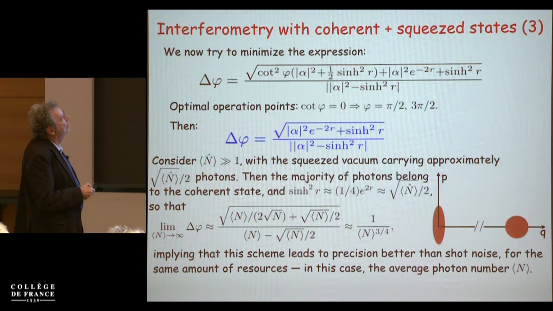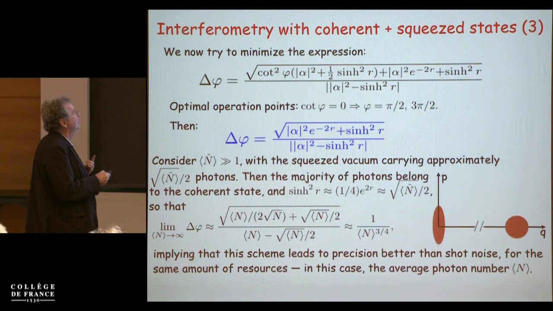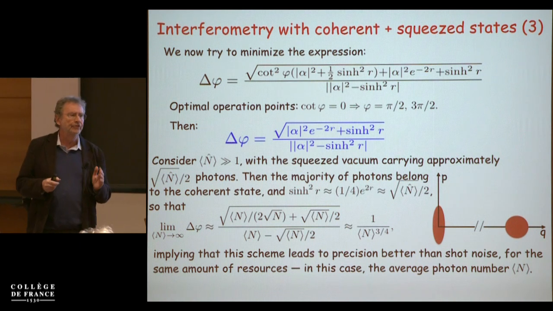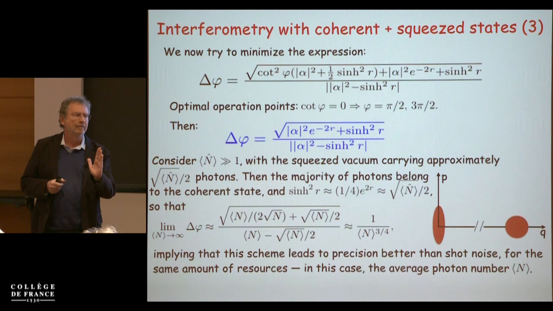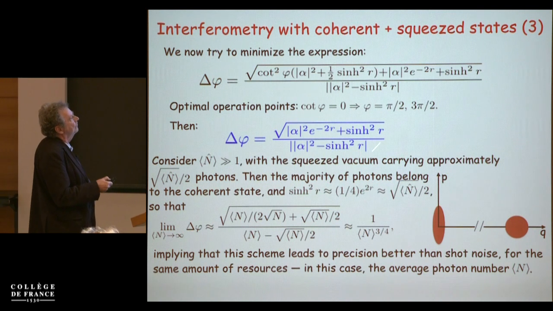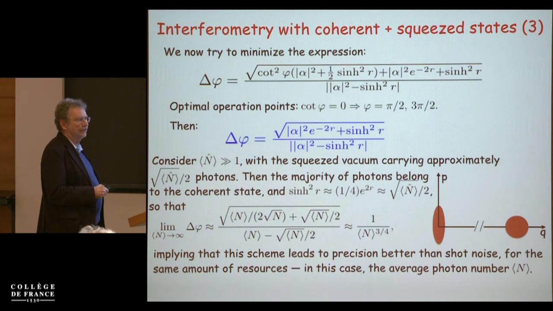And now we consider that the average number of photons is much larger than 1. And we assume that the squeezed vacuum carries approximately square root of the average of n over 2 photons. So now you see, that's much less than the average number of photons, because it's the square root of the average number of photons. So that means that the squeezed state has a number of photons which is much smaller than the number of photons of the coherent state. Okay? Now, we use that in this limit of large photon number, the hyperbolic sine squared can be written like that, and this is approximately equal to that. I leave that to you to show. And then we can calculate this uncertainty in the phase, and we find that it is given by this expression.